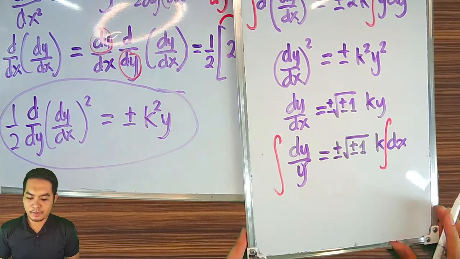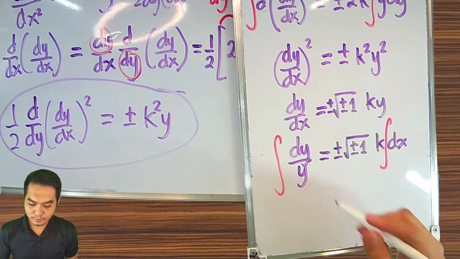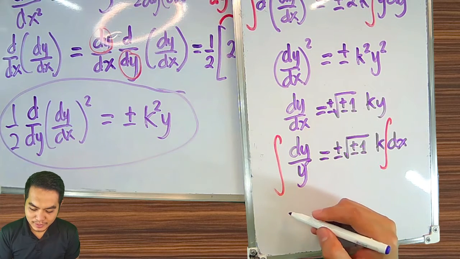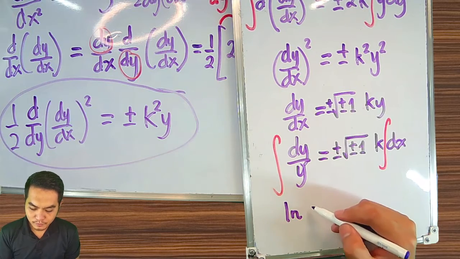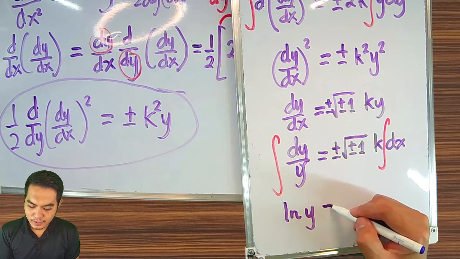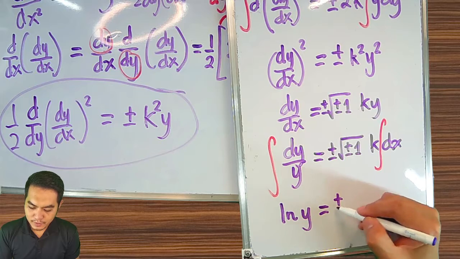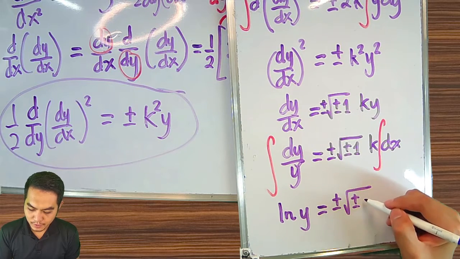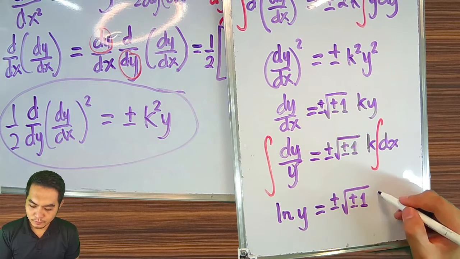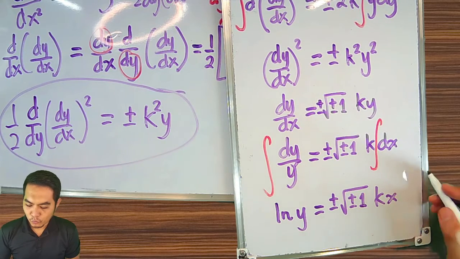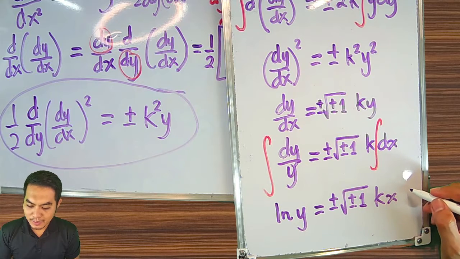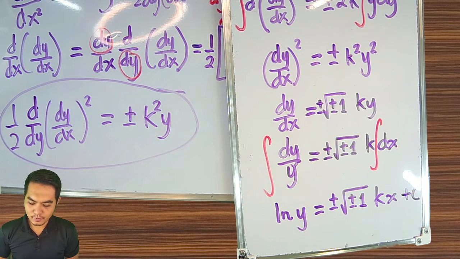So integrating, you will get, say, ln of y is equal to plus and minus square root of plus and minus 1 of kx, and we'll just add here some integration constant, say plus c. Okay.